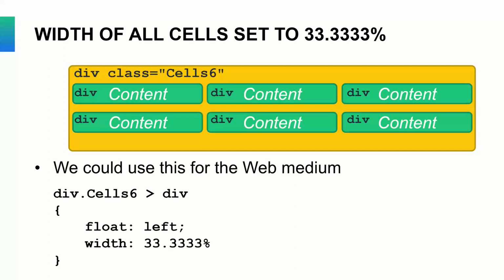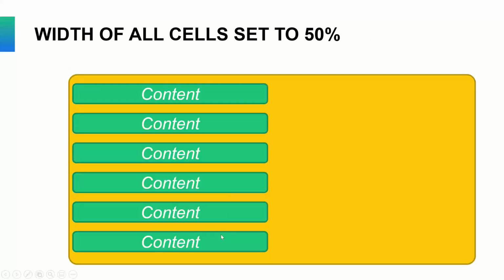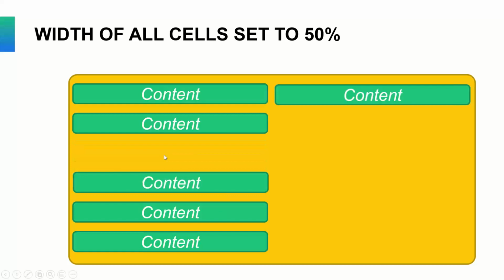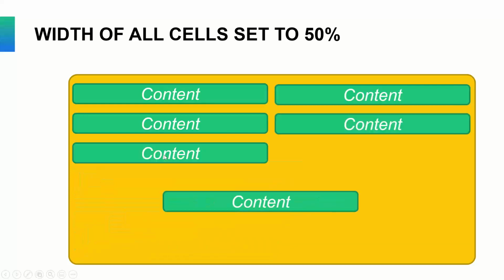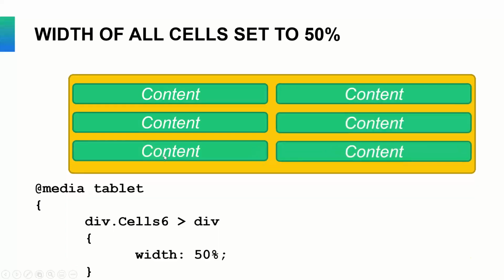Now, I don't want them laid out in that way, perhaps, for the tablets. So I'm going to have to set different widths for the tablets. Maybe I'm going to set them to 50%. So I'm going to set all the divs to 50%. And again, because they're also floating, they're going to move up, and I'm going to get this arrangement. So that's what I'm going to get on my tablet.